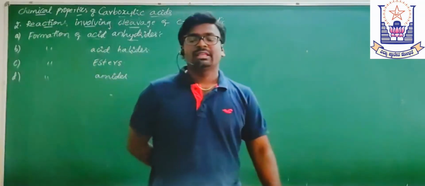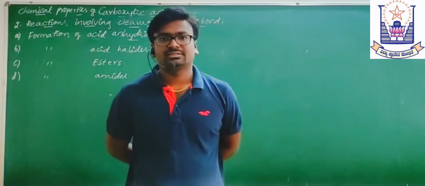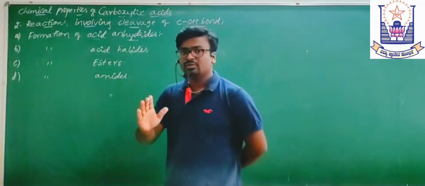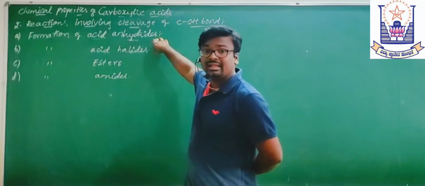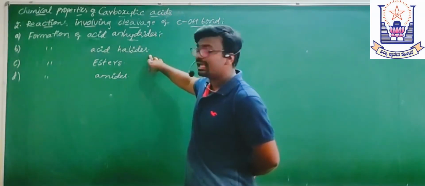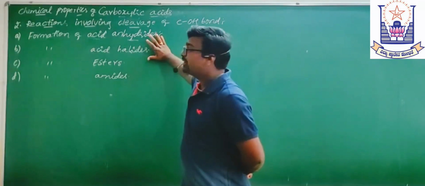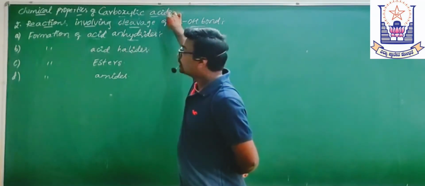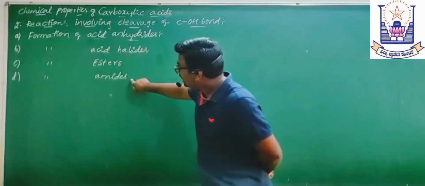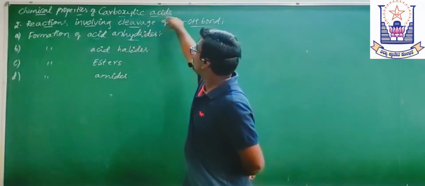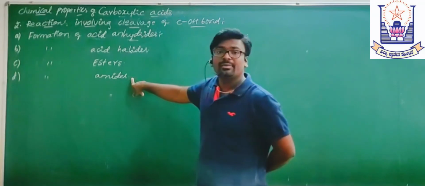Dear students, keep in mind that in the preparation of carboxylic acids, we have observed the preparation of carboxylic acids from acid anhydrides, acid halides, and esters. These three can be converted into carboxylic acid. Carboxylic acid can be converted into these three. Here, we can also convert amides to carboxylic acids, and carboxylic acids to amides.